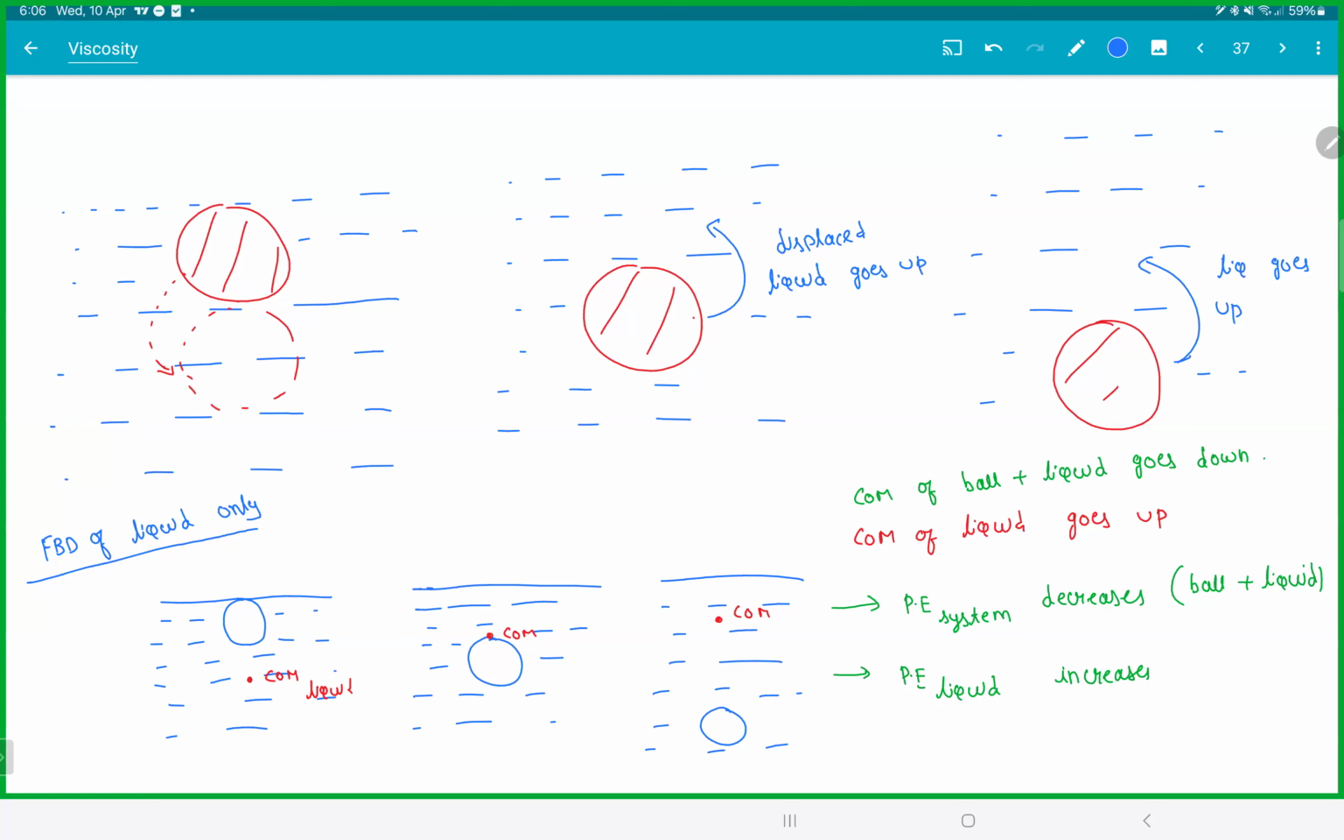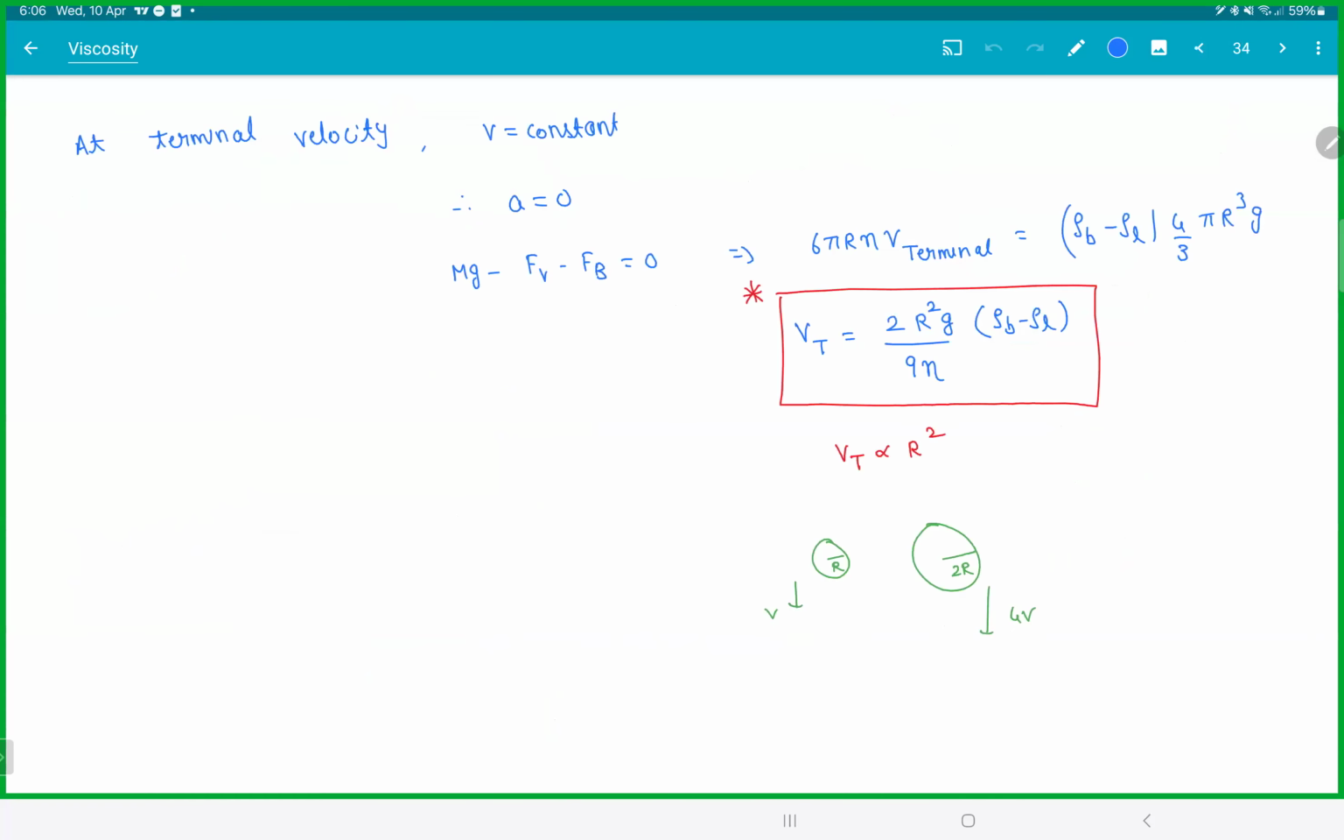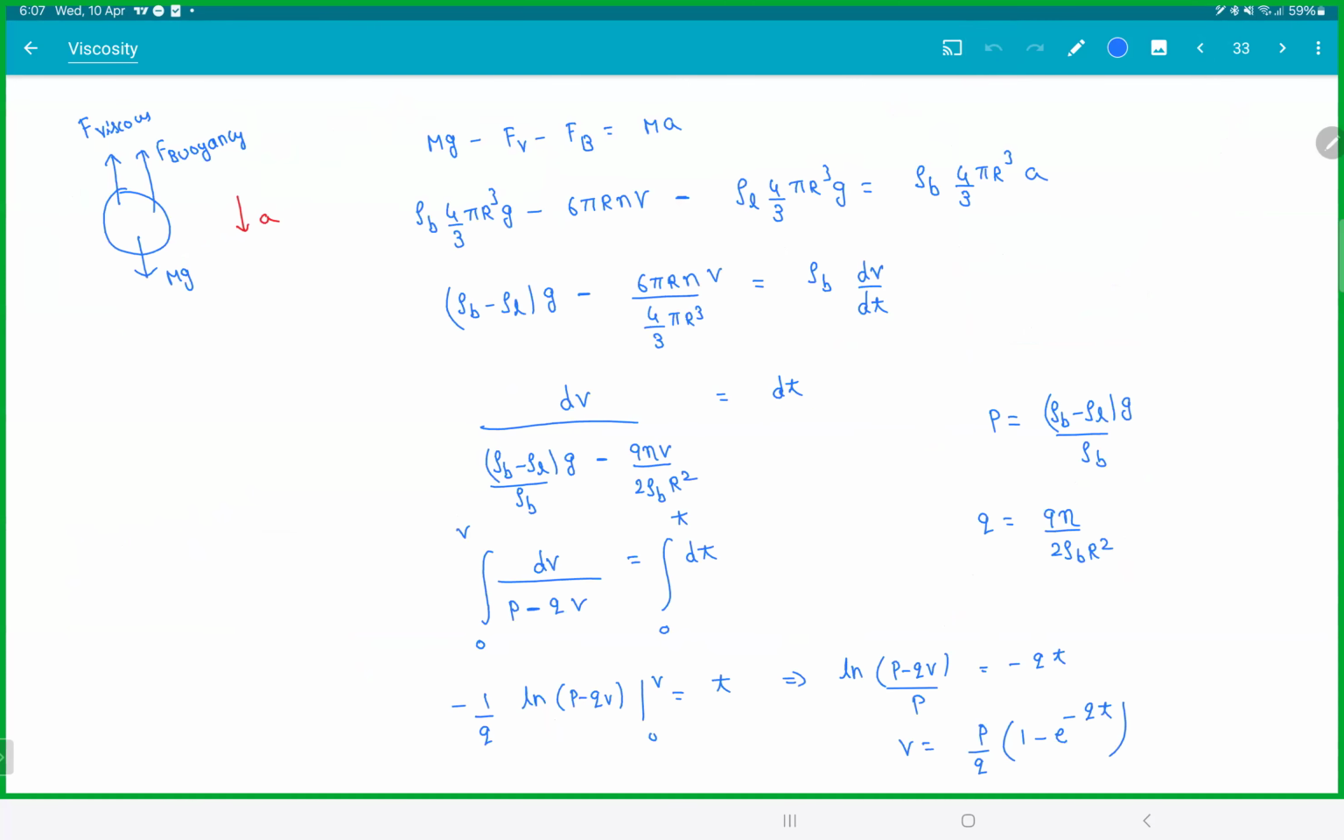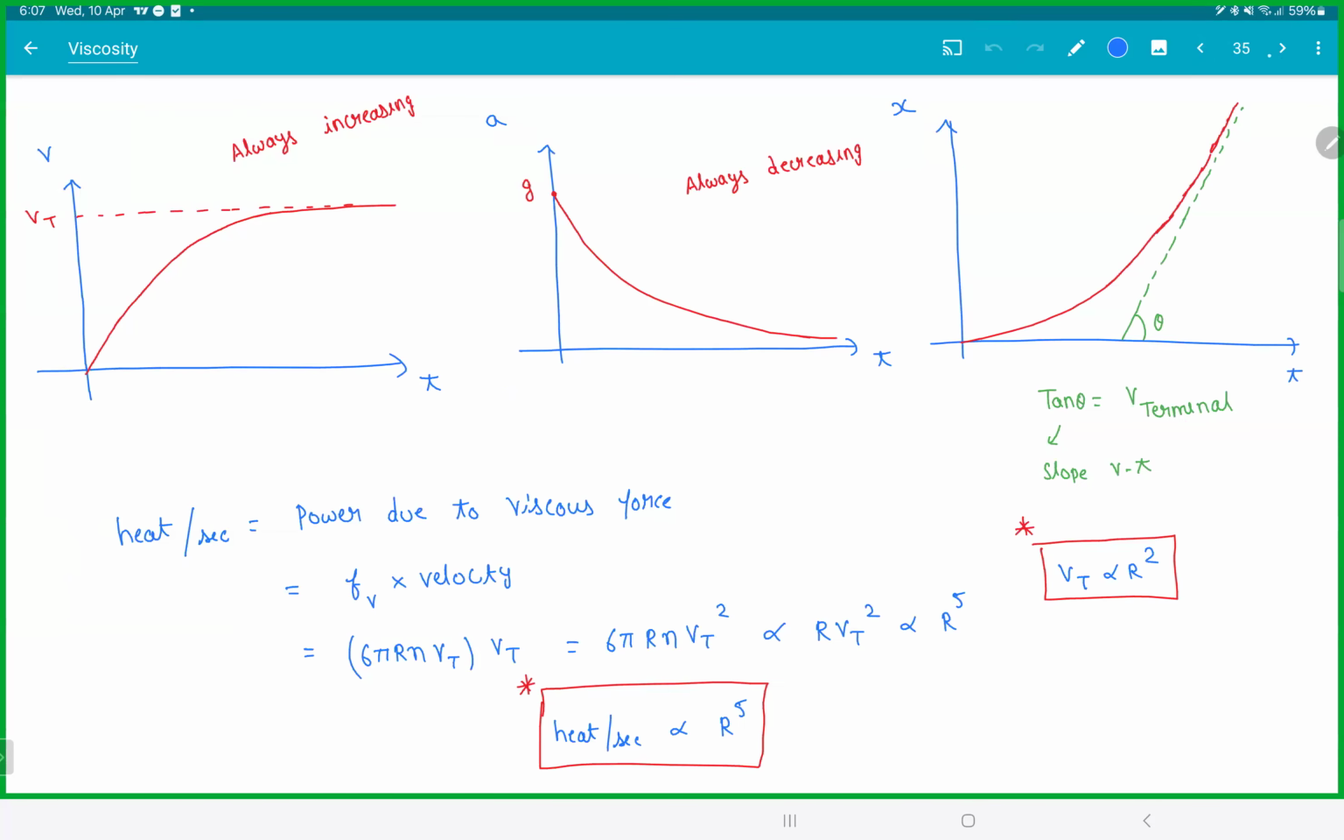Any doubts on this? Pretty good question. It has multiple things in it. This itself is a direct mains and BITS level question. Getting it? This is velocity as a function of time t. Graphs are good. The heat is proportional to r power 5.